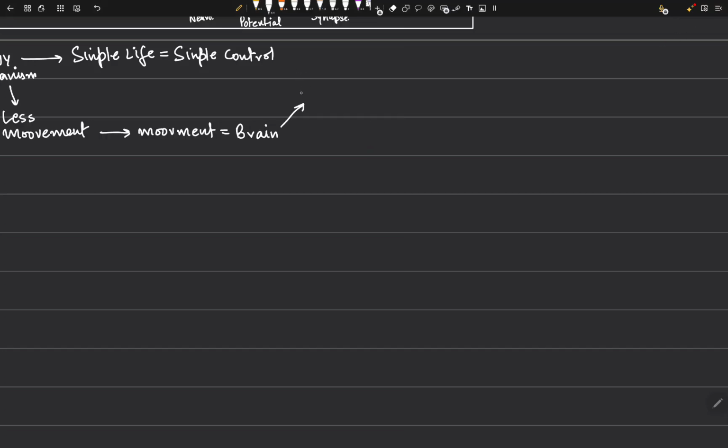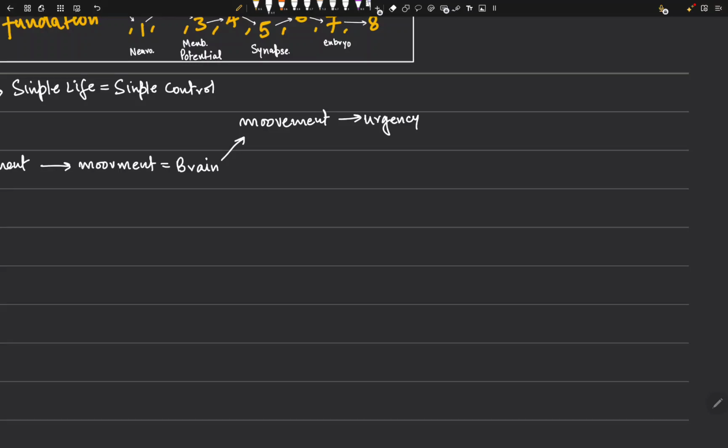The thing is that movement creates something which is called urgency. Movement creates urgency. Now, urgency creates the need for rapid information processing. Okay, so you need to process a lot of information.